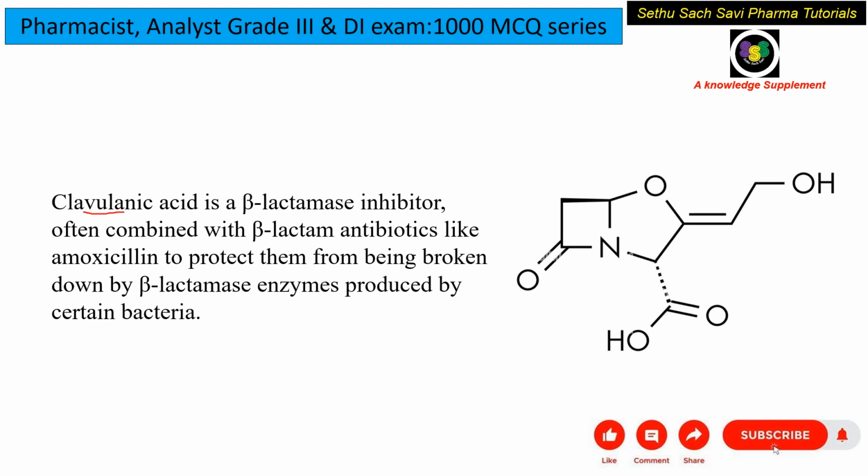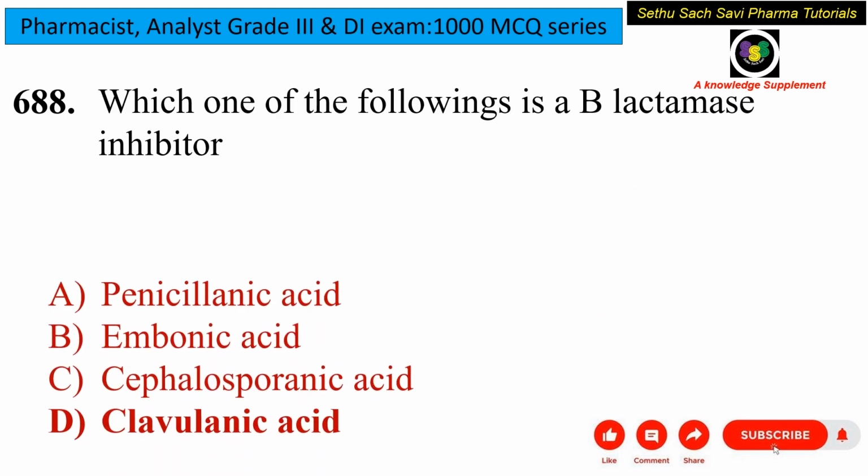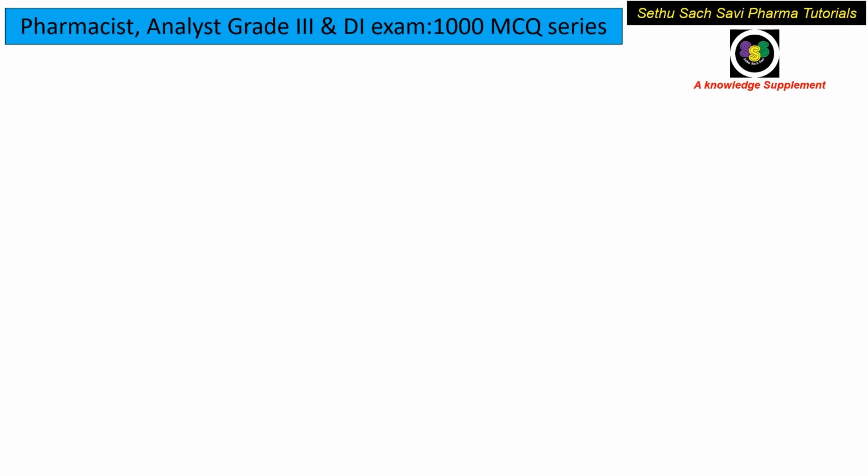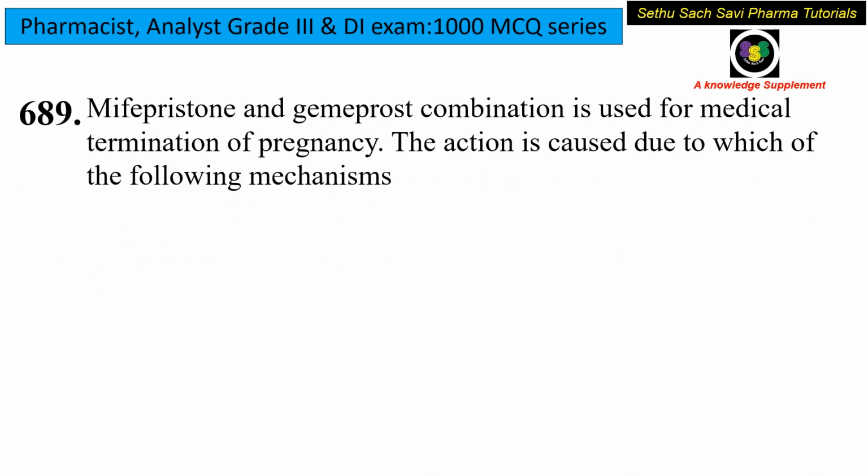This is a beta-lactamase inhibitor. We give this along with penicillin-like derivatives to protect that particular drug from degradation by certain bacteria. This is the structure of clavulanic acid, which protects our drug from the enzyme produced by bacteria. Which is the enzyme? That is beta-lactamase. So what is the answer for this question? It is clavulanic acid.